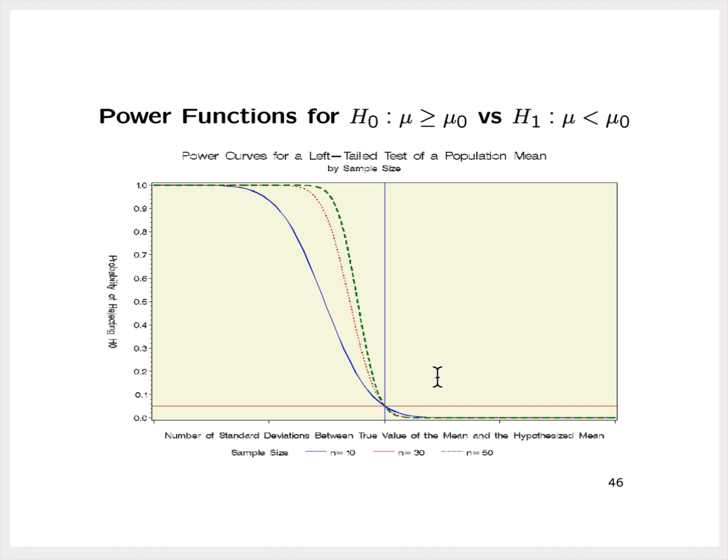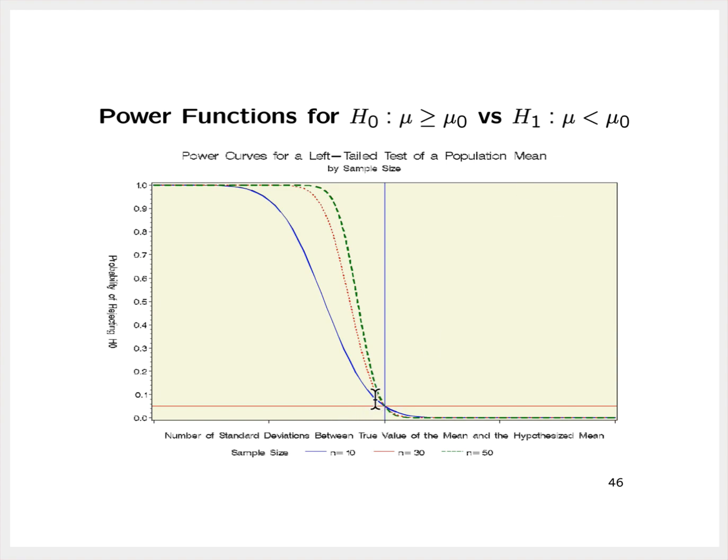Here is the power function for a left-tailed test. Again, I've got 3 different sample sizes. You can see that when the null hypothesis is true, when mu is greater than or equal to mu naught, there's very little chance that we're going to reject the null hypothesis. In fact, the greatest chance of that happening is when mu is right there on the border, when it's equal to mu naught, and that probability is the significance level, which in these graphs I'm using 5%.